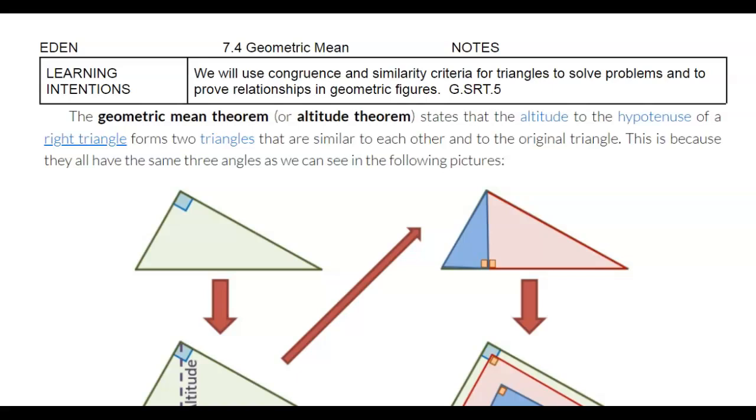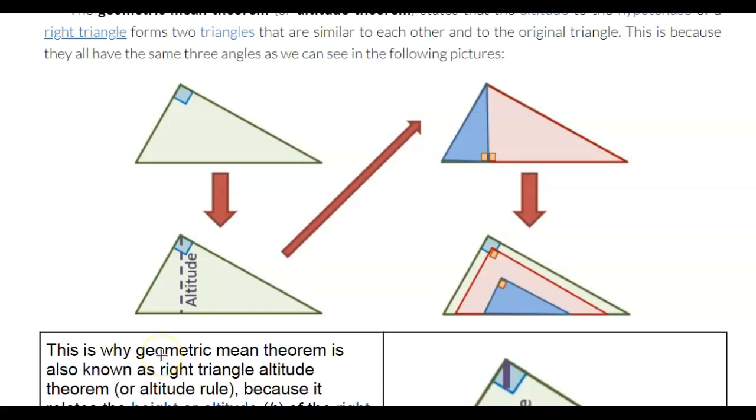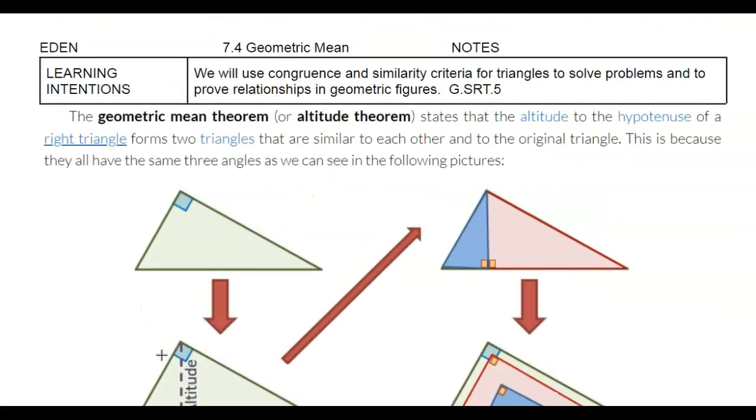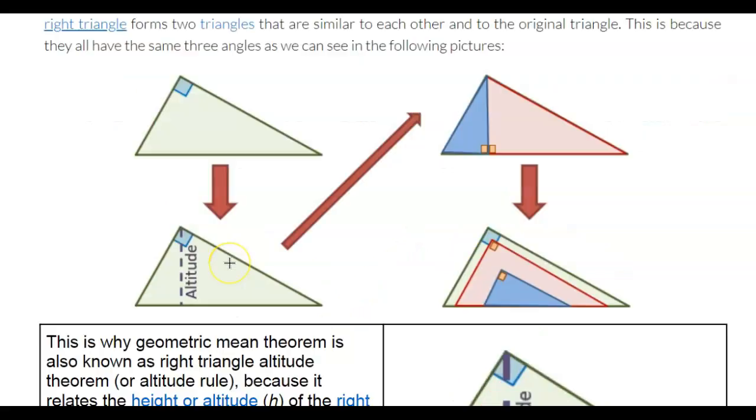Okay, so the last section we're going to talk about in Unit 7 is geometric mean. So we are going to use congruence and similarity for triangles within a triangle, okay? So there's two different ways to apply geometric mean depending on what you are given. It's also called the altitude theorem.